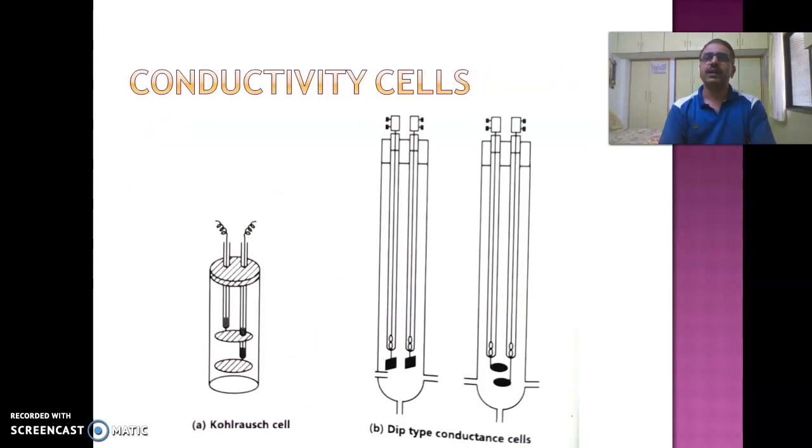Now one can use many different types of conductivity cells for the measurement of conductance. The figure shows the Kohlrausch type cell. Second one is the dip type conductivity cell. This is what scientists use, or in our laboratories we regularly use these dip type conductivity cells.